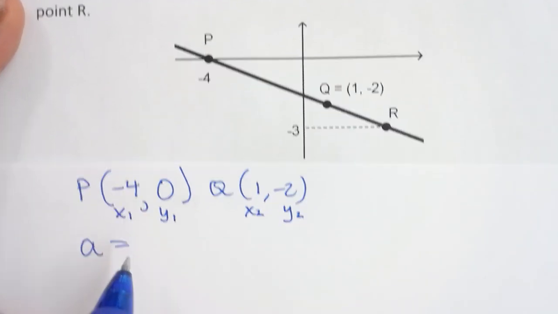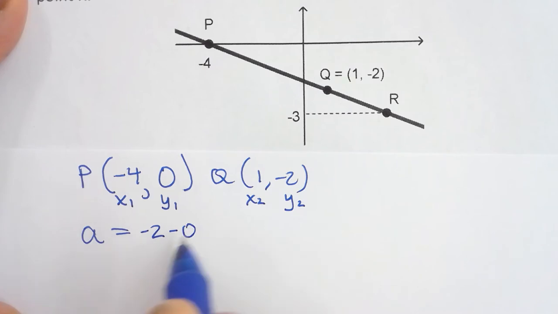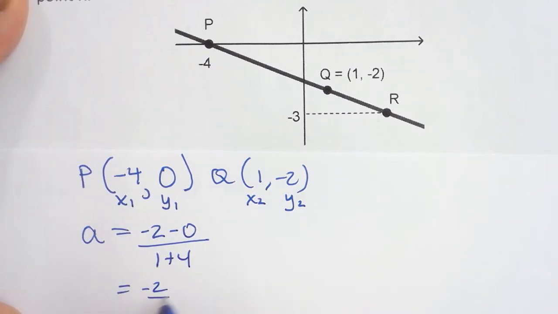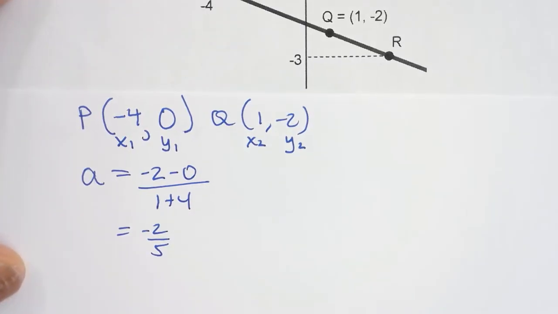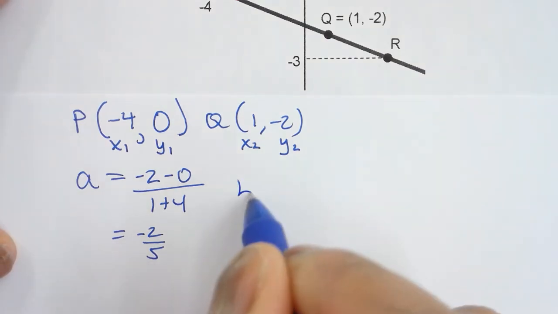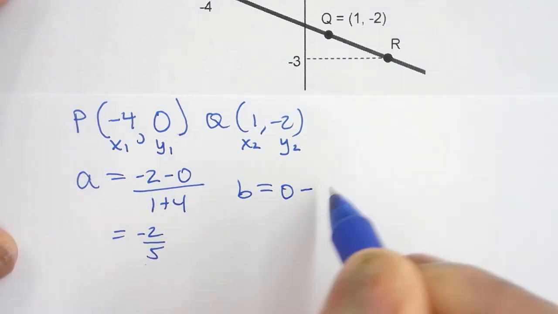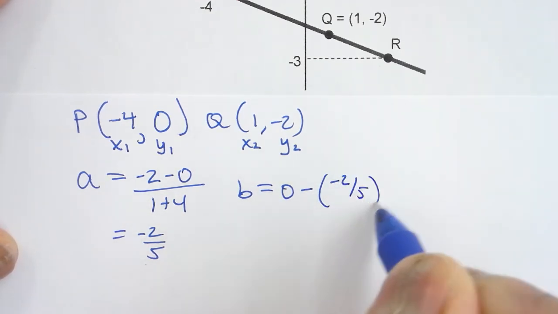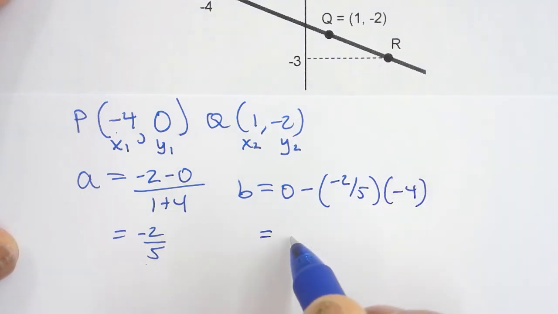Okay, so let's go ahead and calculate this. On the top of my fraction, Y2 minus Y1 is negative 2 minus 0. On the bottom, I've got a 1 plus 4, which gives me a negative 2 over 5. Okay, so there's your A. To find your B, it's y minus ax, so I've got my y is 0, minus my a is negative 2 over 5, and my x is negative 4, and we get a negative 8 over 5. There's your b.